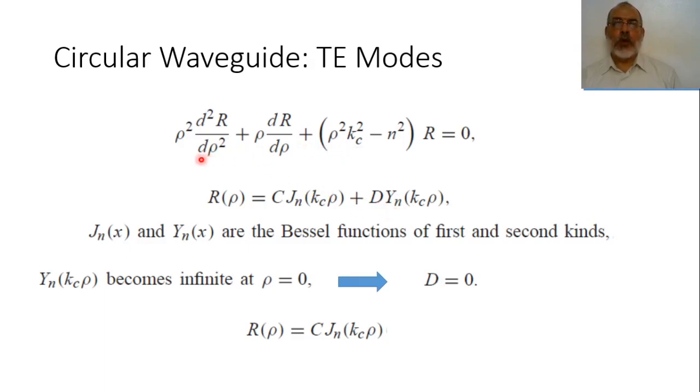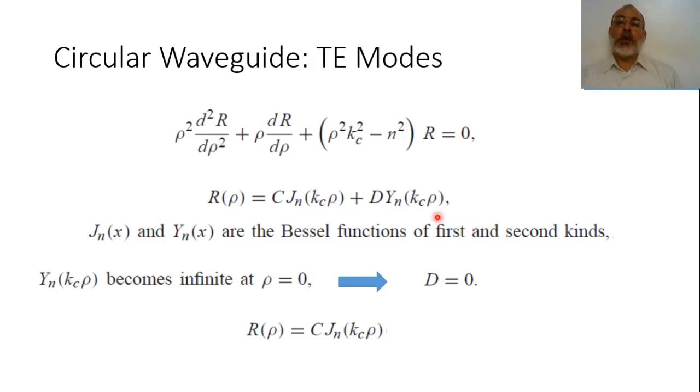And the general solution of this differential equation as a function of rho is R as a function of rho equals a constant c multiplied by the Bessel function of order n of first kind of an argument kc rho, plus another constant d multiplied by the Bessel function of second kind Y of order n of an argument kc rho, where Jn of x and Yn of x are Bessel functions of first and second kinds.